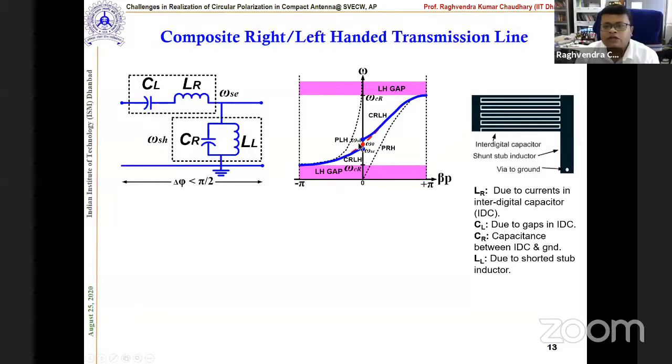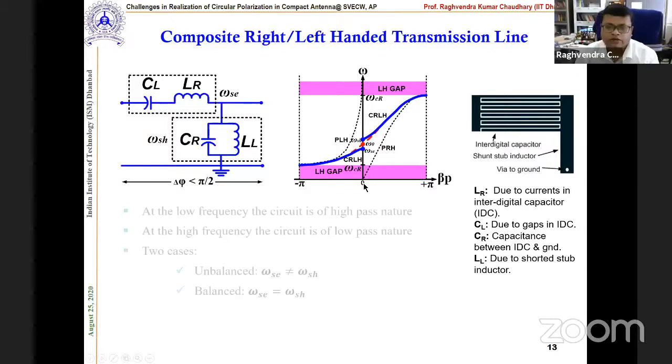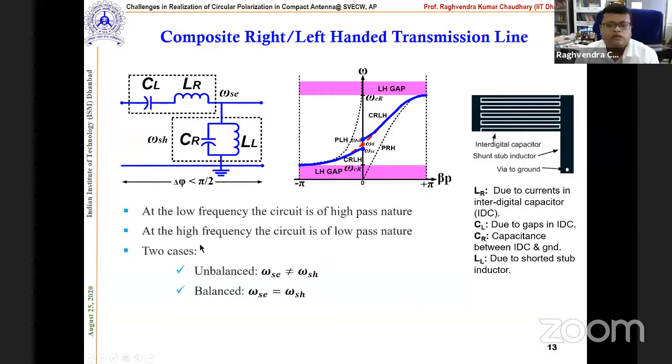Now, if you see the dispersion diagram, you will find omega naught, which is the zeroth order resonator. At beta equal to zero, you have a frequency which is independent of these things, meaning we can indirectly say it is independent of the physical size of the resonator. Now we have two conditions, unbalanced and balanced. If the shunt and series frequencies are the same, we have the balanced case, otherwise it is unbalanced. Shunt means these two parameters and series means these two parameters, where CL and LL are the key parameters that decide these frequencies, correct?